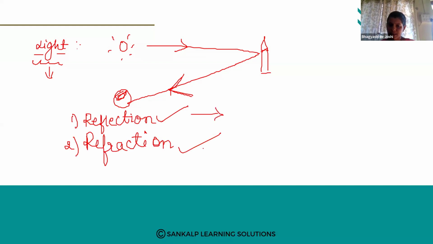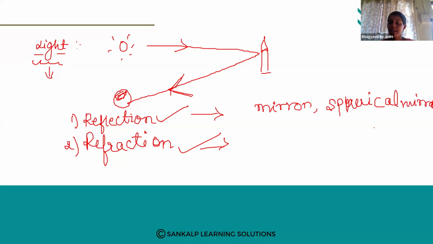Reflection: when light falls on a certain object, it bounces back. That we call reflection. Okay. And reflection in the case of mirror and spherical mirror. Reflection in mirror and spherical mirror.